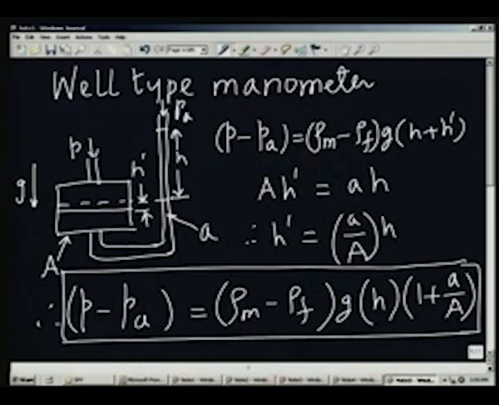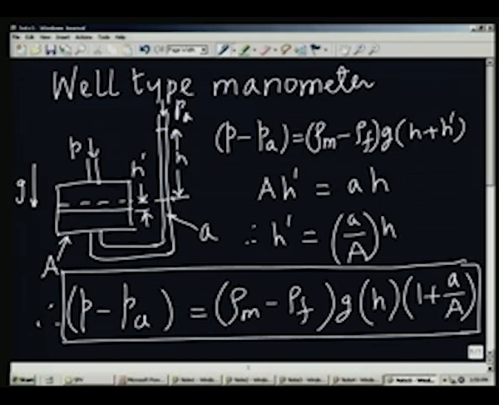If A is a few millimeters and A is a few centimeters, and if you remember, the area is proportional to the square of the diameter. If the diameter is, let us say, 3 millimeter here and it is 3 centimeters here, it will be 3 divided by 30 whole squared. So, this will be a small factor, and sometimes we can neglect this A by A. When we are measuring a large pressure, this A by A may be neglected, and therefore, you can use only H.